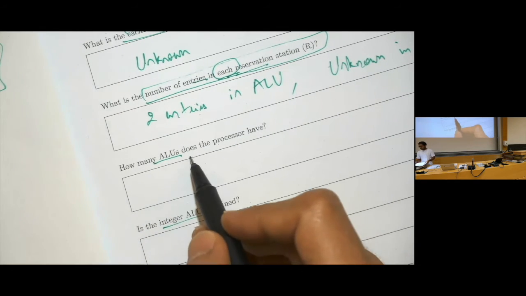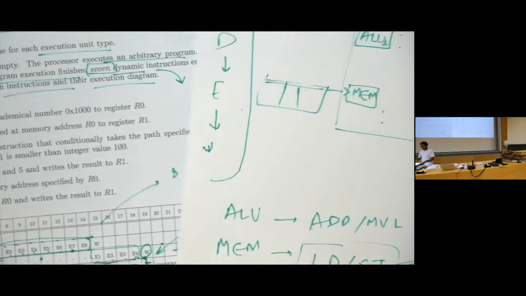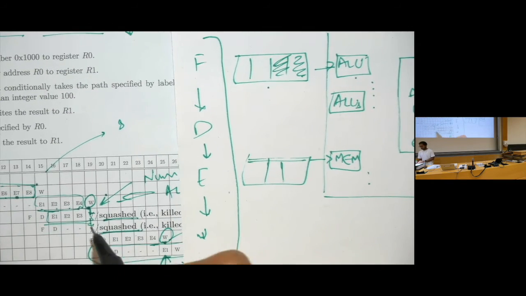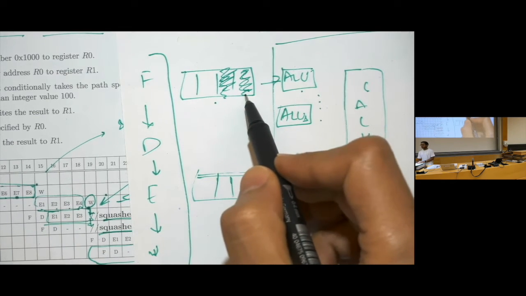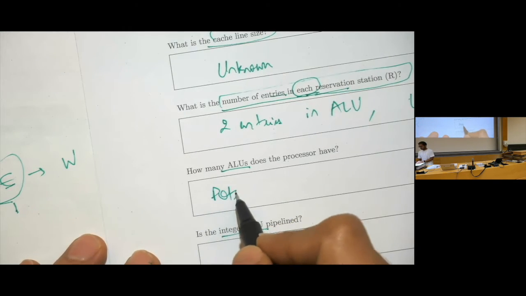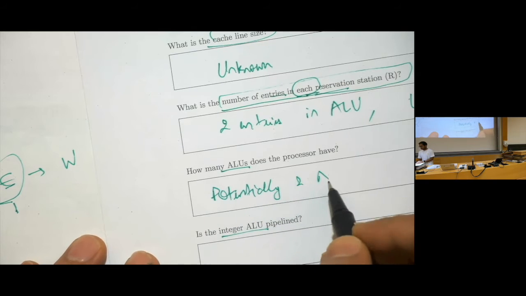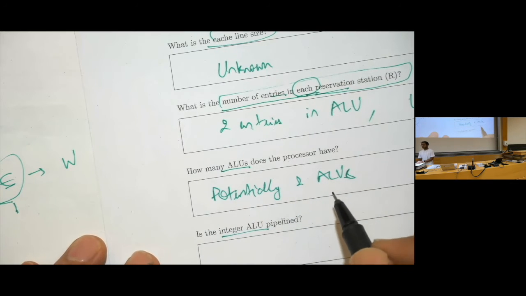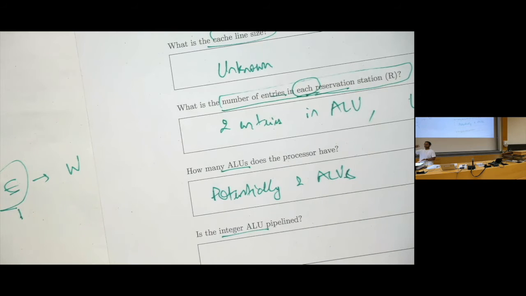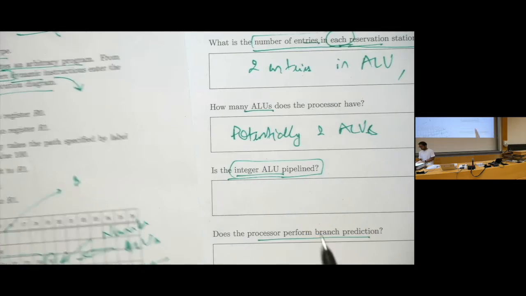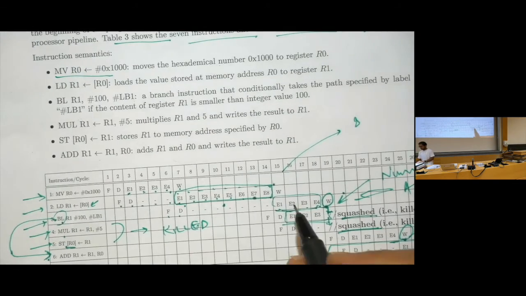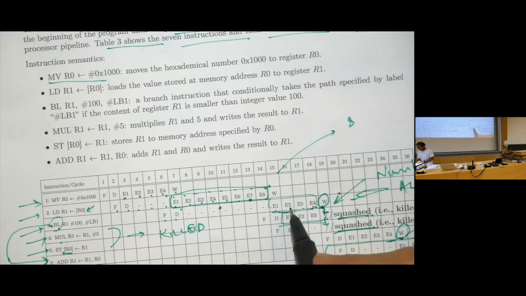All right, how many ALUs does the processor have? As we just deduced from these two instructions which were concurrently in flight, either we can have two reservation station entries or we can have two ALUs. So how many ALUs does the processor have? Potentially two ALUs. We don't know exactly for sure. We would need to see a larger history of execution to make an exact estimate. Finally, the next question is, is the integer ALU pipelined? Yes, the integer ALU is pipelined because we have the E2 stage.